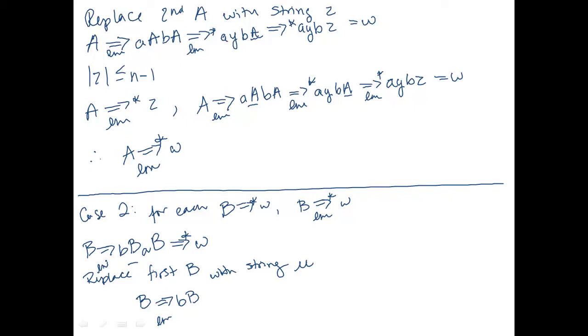Little b big B, little a big B. And then in some number of steps we get little b U, a big B. And then in some number of steps after that, we're going to get W. So we want to know what we have in terms of getting from this B to this U. Okay, so that's what we're considering.